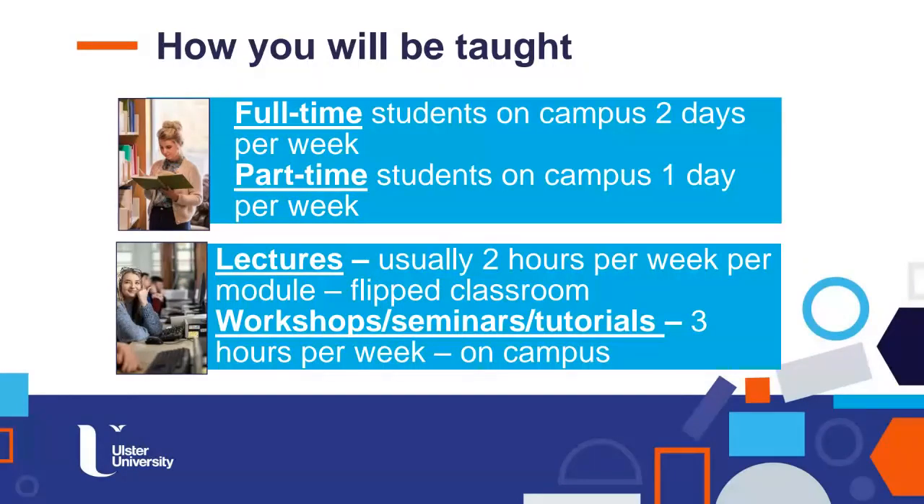So you can imagine, if you are a full-time student doing 4 modules per semester, you would have 8 hours of lecture recordings on a flipped classroom basis to listen to before coming to your weekly workshops, tutorials or seminars. They're going to be 3 hours per week per module, so with 4 modules that means 12 hours of on-campus practical workshops. That's how the full-time student is aimed to be only 2 days on campus, roughly 6 hours per day: a 3-hour workshop, an hour break, and then a 3-hour workshop.